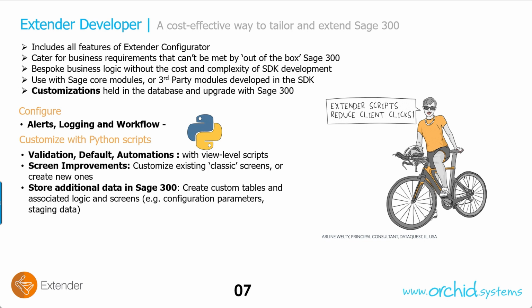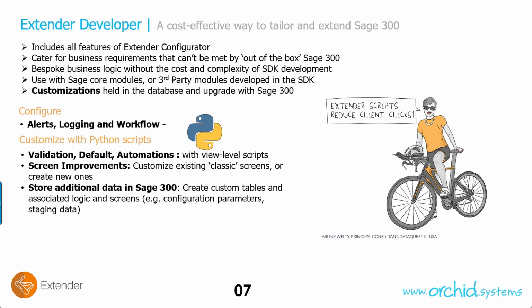You can use it to validate records in Sage 300, set some default values, and automate some processes, such as automatically creating an IC assembly if there is enough stock when you're processing an order. You can do some screen improvements, customizing the desktop classic screens or creating new screens in Sage 300.